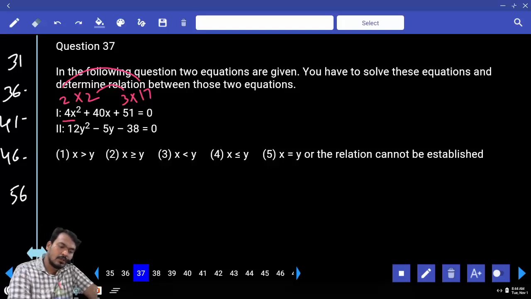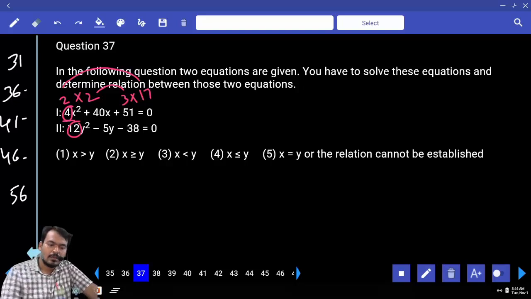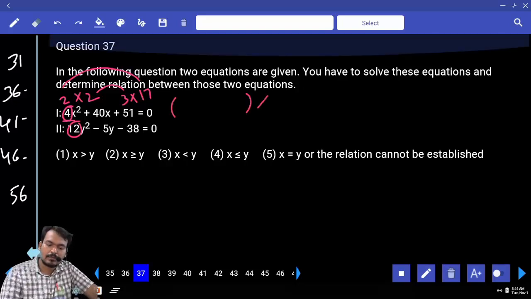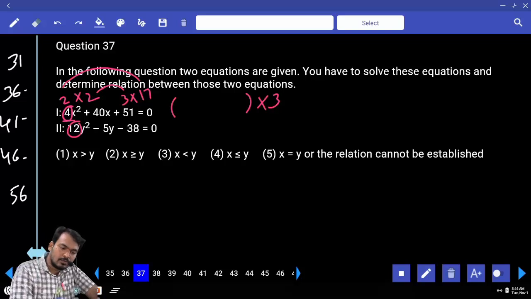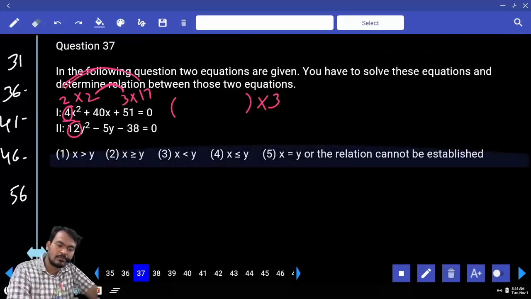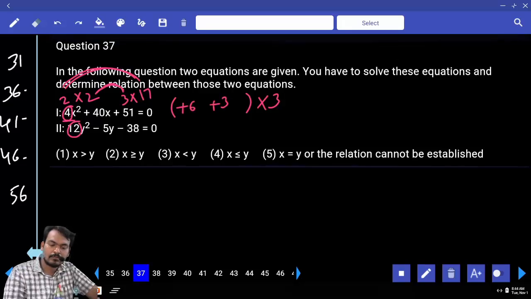Okay. What is the coefficient of x square? 4. Coefficient of y square? 12. What is the LCM of 4 comma 12? 12, or not? 4 comma 12 LCM? 12. Means the x roots are multiplied by 3 times, but the y roots are multiplied by only 1 time, or not? Okay. 2 3s are how much? 6. 17 2s are 34. Initial roots are plus 6 and plus 34, are they not?